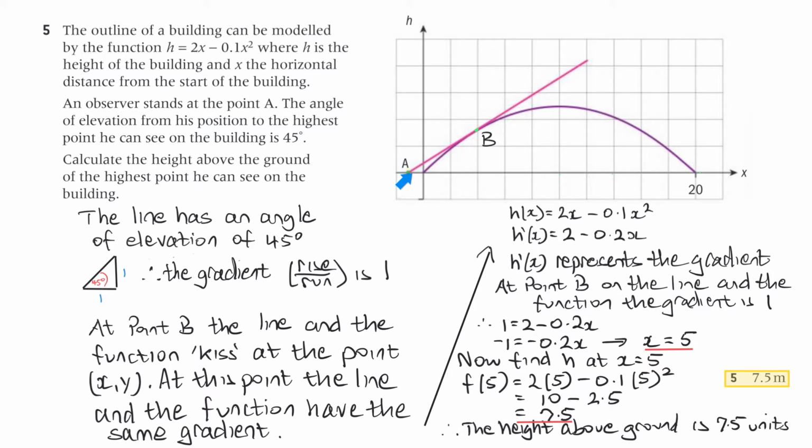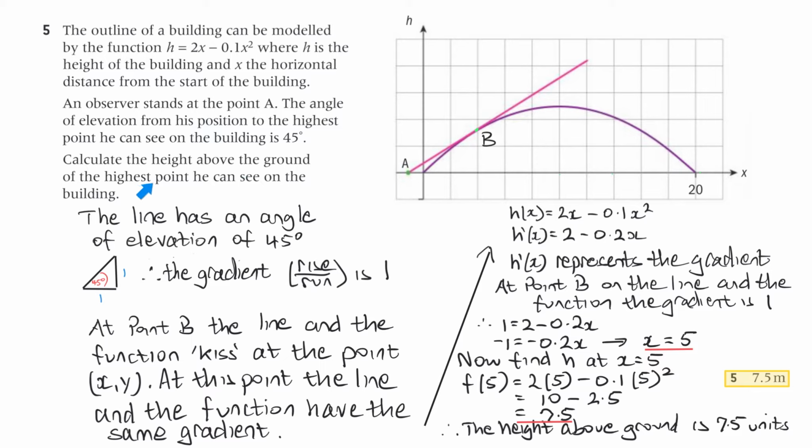We just labelled it A, but we don't know where that is. The angle of elevation from his position to the highest point he can see on the building is 45 degrees. So if you draw, that's his line of sight. It goes straight up there and it just touches the curve here. I'm going to call that point B. We know the angle is 45 degrees. So I've drawn this little diagram here.